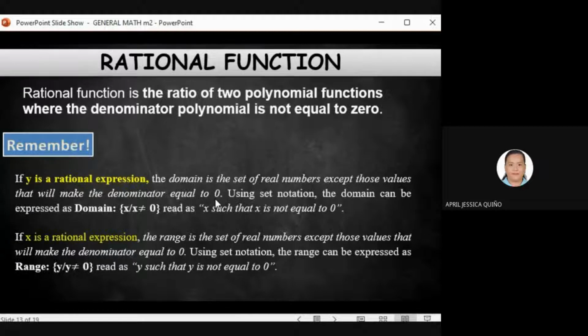So, you need to make sure na hindi siya mag-i-equate sa 0. If x is a rational expression, the range is the set of real numbers except those values that will make the denominator equal to 0. So, you need to represent your domain and range like this. For the domain, x such that x is not equal to 0. And for y, you need to write it like this. It means that y such that y is not equal to 0.